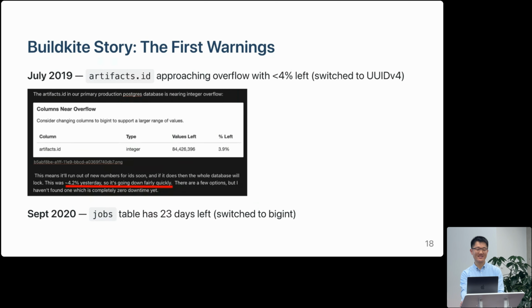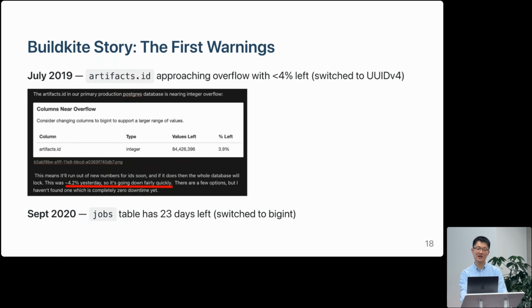In July 2019, one of our engineers noticed that we had about 4% of IDs left on our artifacts database, and it was going down quite rapidly. So we made a decision to switch that column to UUID v4 at the time. Then later, in September 2020, our jobs table had about 22 days left, and we decided to switch to bigint for that column instead.